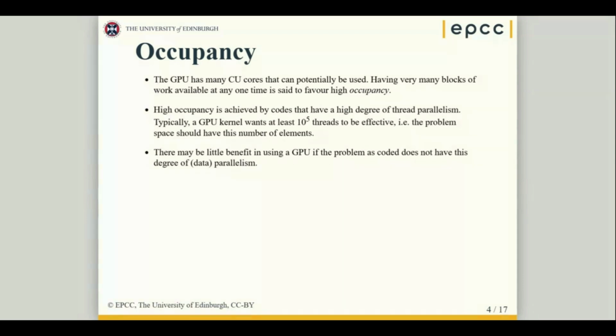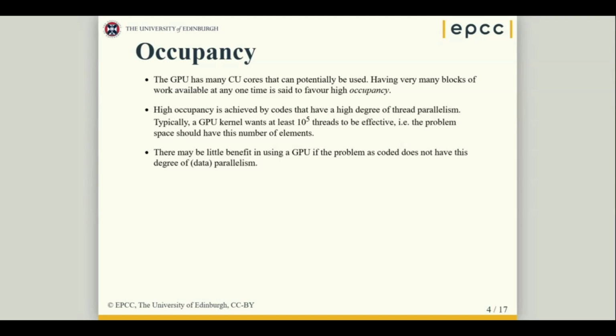The way we can consider this on the GPU is in terms of what's called occupancy. The GPU has many compute units that can potentially be used, and having very many blocks of work available at any one time is favorable to make sure that those units of execution are filled and have work to do. That's what we call high occupancy. So we want to generate lots of blocks of work so the compute units can stay busy, and we get high occupancy in our GPU.